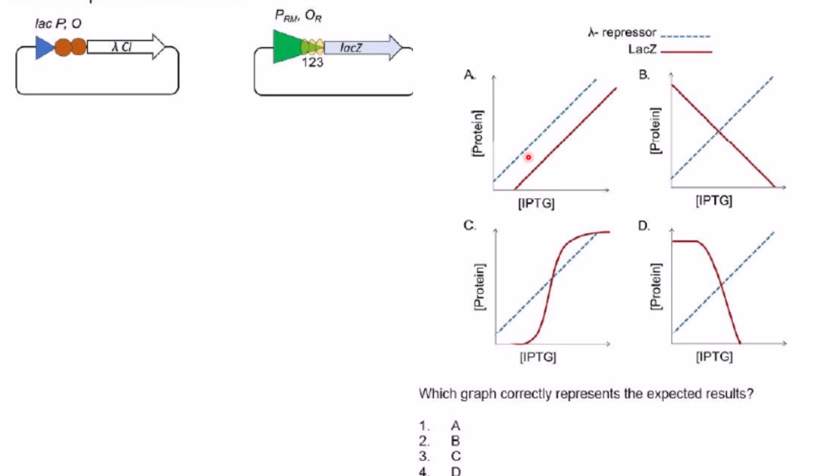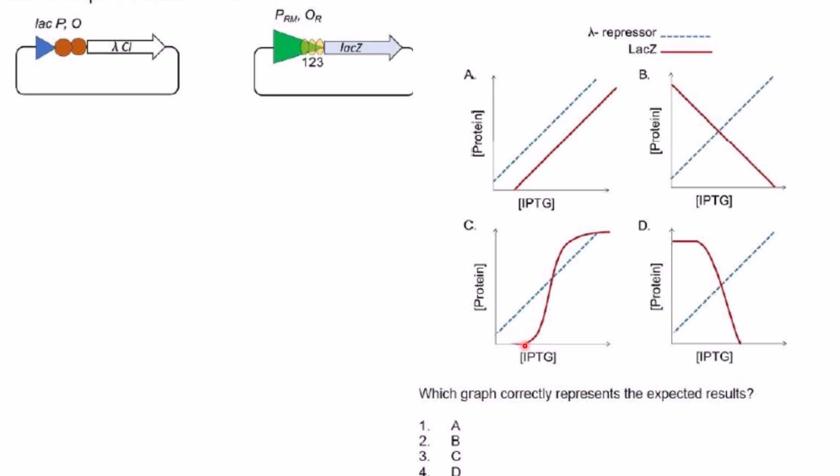If you see this graph A, in every case only LAC-Z has changed. The lambda repressor is always increasing. So you have to scratch your head only for the LAC-Z version. Now what will happen to LAC-Z? The lambda repressor will keep on increasing. I told you lambda repressor increases at higher concentration.